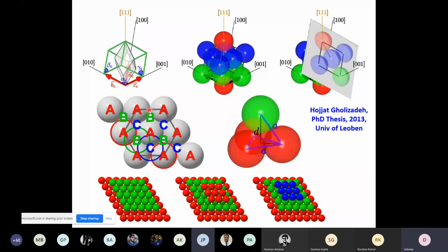So the stacking sequence gets disturbed. Yes, the stacking sequence gets disturbed, and that is a stacking fault. And what kind of stacking fault? In FCC, when a stacking fault occurs, what is the atom arrangement in the stacking fault? HCP type. Absolutely right. So a stacking fault in FCC is HCP.